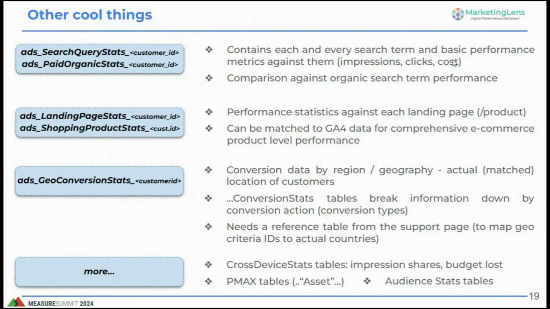And then there's a lot of other stuff that I'm not going to go into in interest of time. For example, there are a couple of different so-called cross-device statistics tables. They contain impression shares and budget lost and some competitive metrics. There are also PMAX tables dedicated for PMAX and it allows looking into the black box a little bit. And there are also audience stats tables which break these metrics down by the different audiences that you're either targeting or you're tracking for observation.